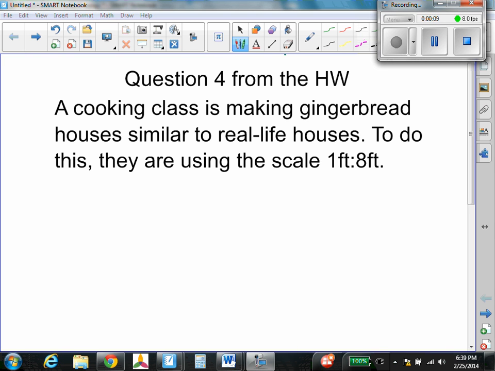It says a cooking class is making gingerbread houses similar to real life houses. To do this, they're using a scale of 1 foot to 8 feet.